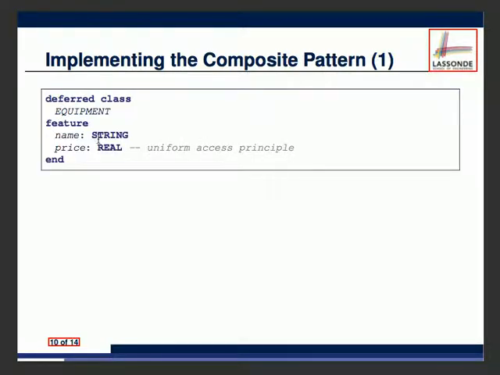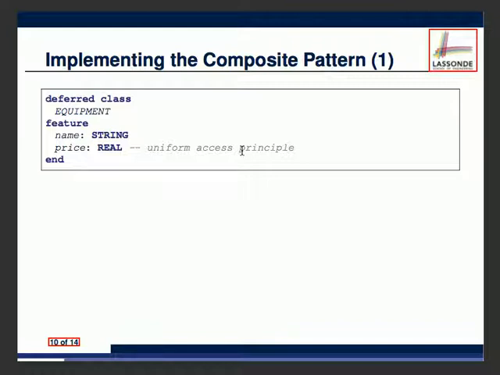Let's say we only have two general features, name and price. Now, here I simply put a uniform access principle over here simply because just by looking at the interface of this class, you have no idea how we're going to implement price in the descending classes. It can be attributes or it can be queries. You will see that this principle here exercised very thoroughly in this pattern here.